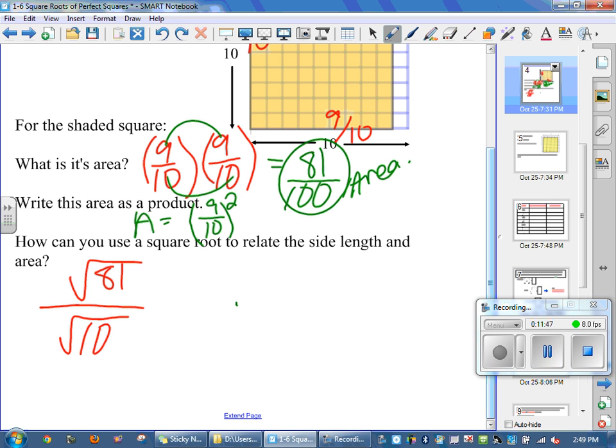So I find out then, square root 81 gives me 9. And the square root of 100 gives me 10. And what do you both notice about 9 over 10? It's the same as my side length, which it should be, okay? All right, here's another one.